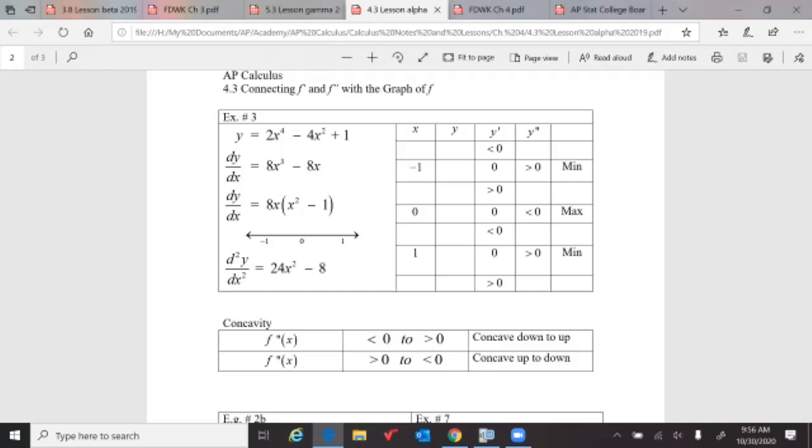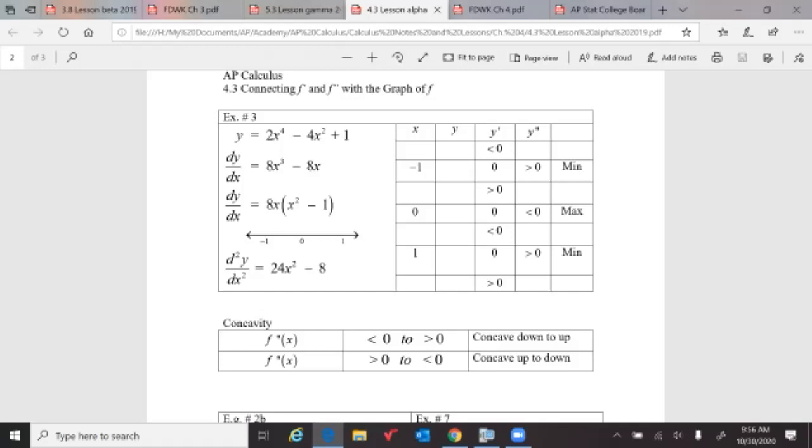Put 0 in here. It's giving the second derivative a negative. You have a local max with the graph concave down. You put 1 in here, you get a positive. I'm sorry, positive value means the graph is concave up, and that's how it behaves.